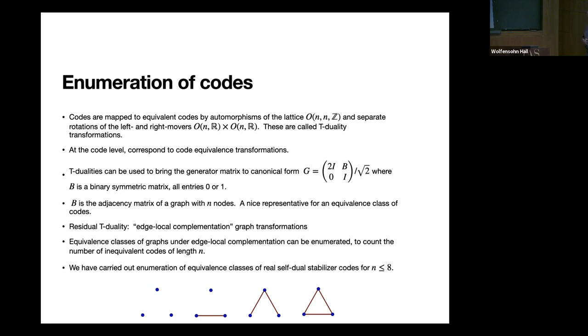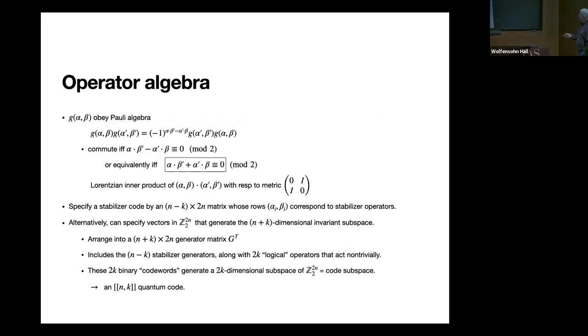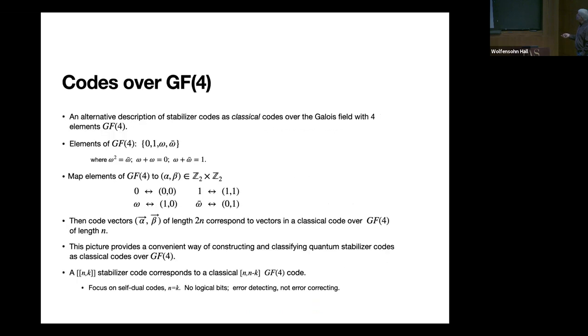So it turns out that equivalent codes are related by transformations which correspond directly to duality transformations of the CFT, to T-duality transformations. In fact, all of these code equivalence transformations, the standard ones that code theorists study for these stabilizer codes, are in one-to-one correspondence with T-duality transformations. And so T-dualities are useful in choosing a nice representative for each equivalence class of codes, and they can be used to bring the generator matrix for the code to a particular form.